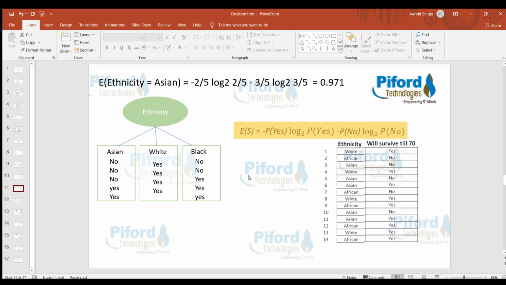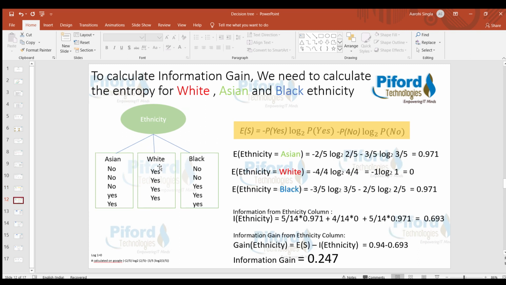Now let's apply the entropy formula, and remember we need to find the entropy for Asian, white and black separately. So first of all, I'm checking the entropy of Asian, then white, and then black. And what is the formula for calculating entropy? This is the formula, right?